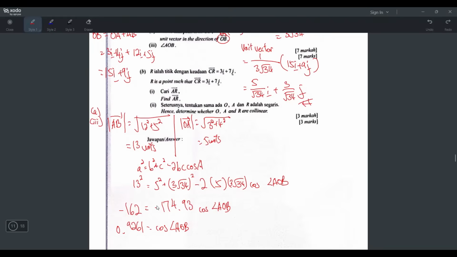So I write here angle AOB 22 degrees 10 minutes. In decimal it is 22.1... wait, what? 10 minutes, why did I write 18? Wrong, this one is 10. So if you write in decimal, it's 22.17, but I write in degrees and minutes.